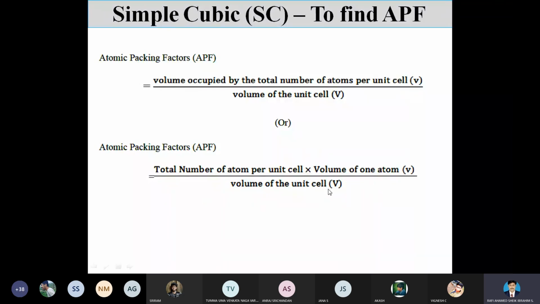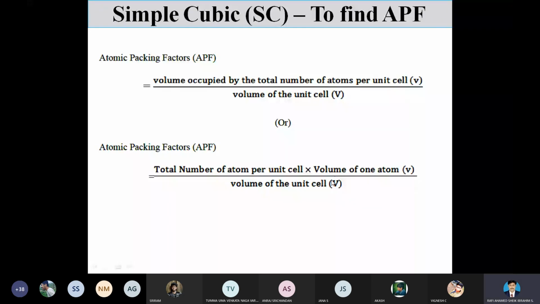The volume of the unit cell is a cube. The unit cell is not a rectangle, not hexagonal, not a triangle, not triclinic or monoclinic. So the unit cell is a cube. For the cube, capital V is equal to a cube, because the length, breadth and height are all equal. We consider the side of the unit cell as a. So the total volume is nothing but a cube.